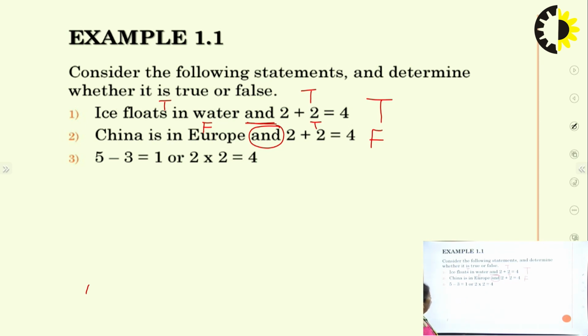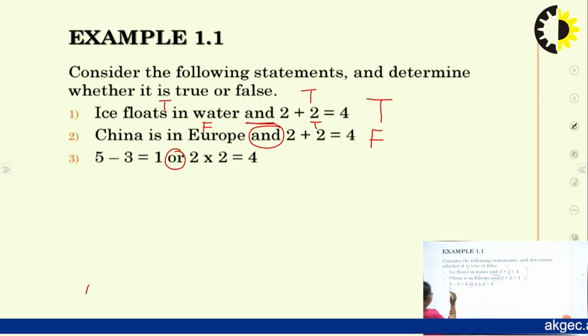Now, here I have two propositions again. 5 minus 3 is equal to 1. These are connected by using this operator OR. 2 into 2 is equal to 4. So, when I have an OR operator, I'll get a true value if both are not false. If both are false, only in that case I'll get a false value. So, 5 minus 3 is equal to 1, this is false. Then 2 into 2 is 4, this is true. So, I'll get a true value. So, this is how we determine the truth values of the statements.